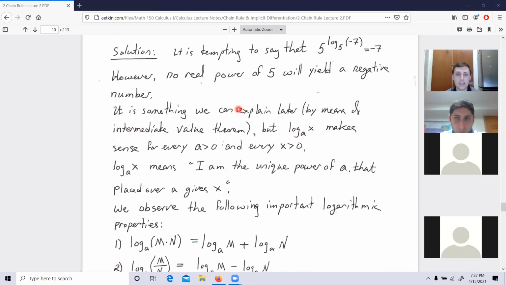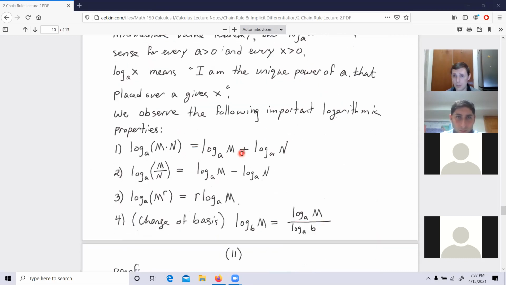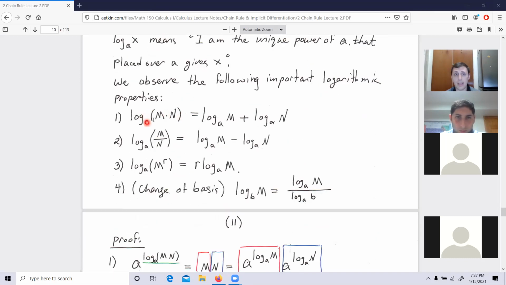So here are some properties. Log base a of x should mean I am the unique power of a that when placed over a gives x. And here are some properties that we should be able to establish. Log base a of m times n is log base a of m plus log base a of n. And log of the quotient is the difference of the logarithms.